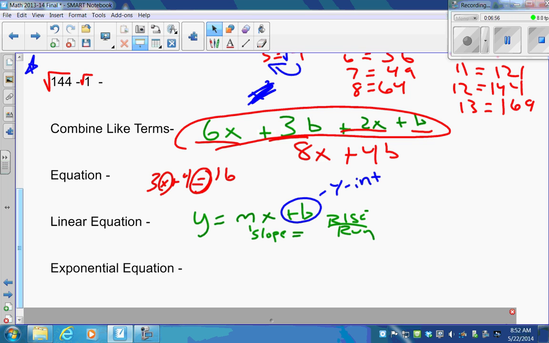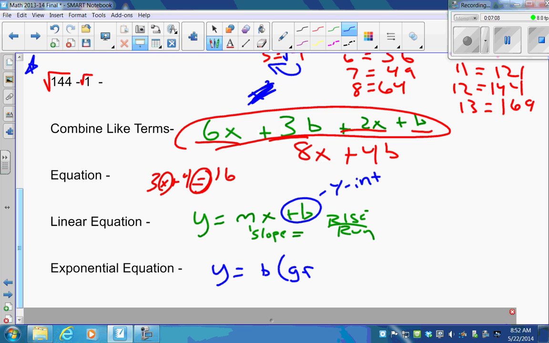And I believe my last one is an exponential equation. So an exponential equation is something that has an exponent. So my exponential equation is y equals, I have my y-intercept, my b, and then I have my growth factor and an exponent. Again, just copy that down. We'll come back to this later. That goes on your notes page.